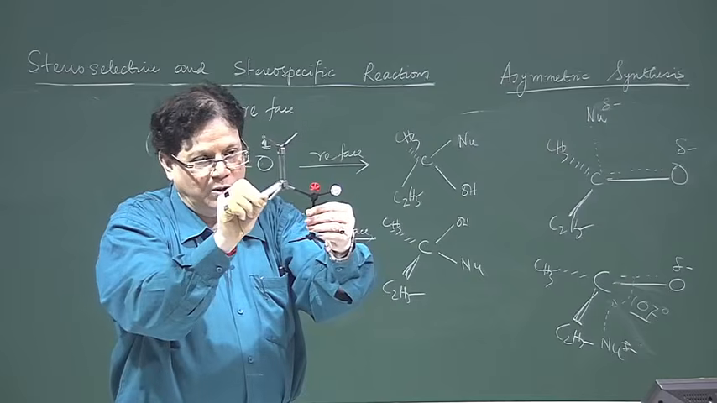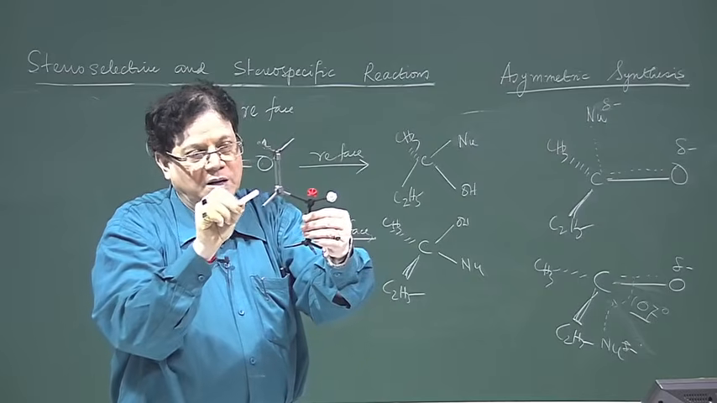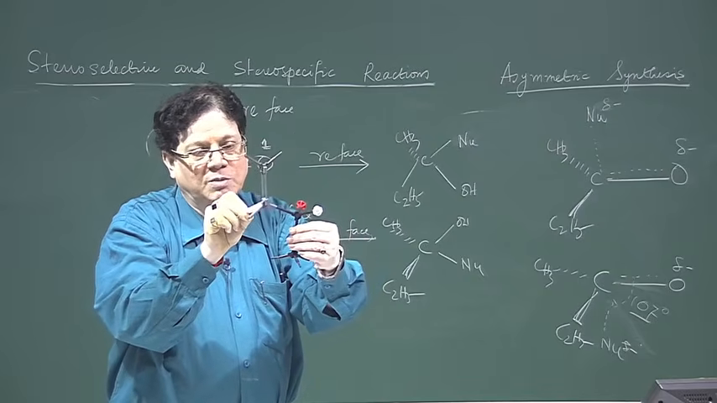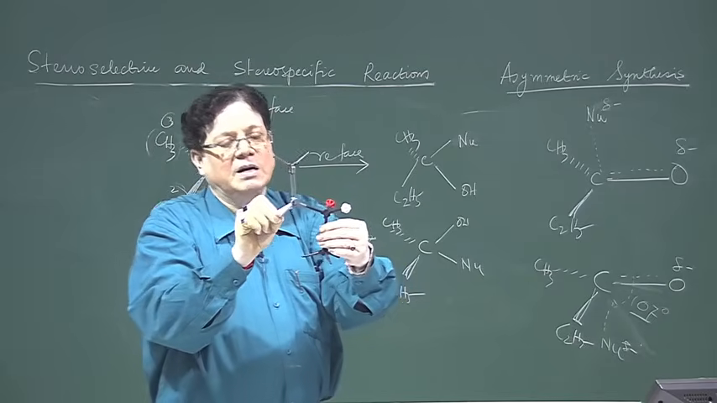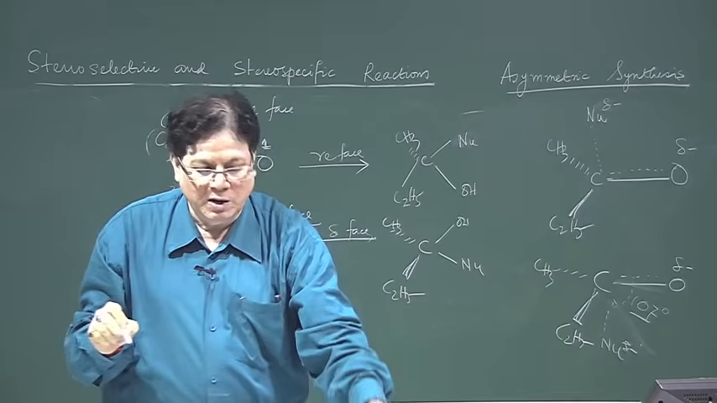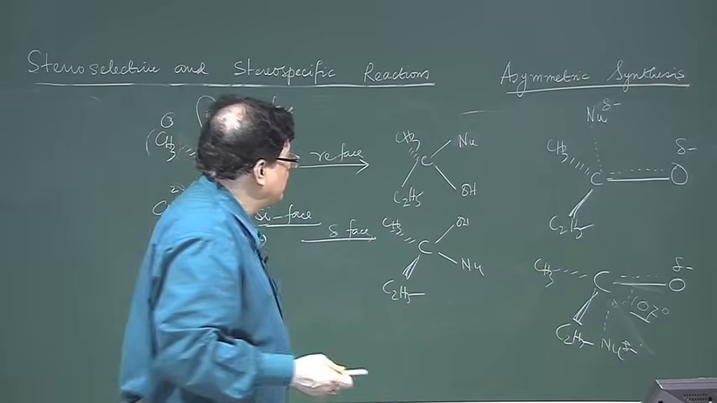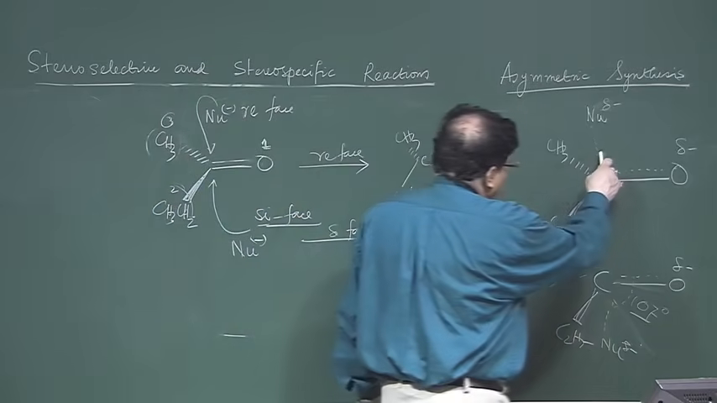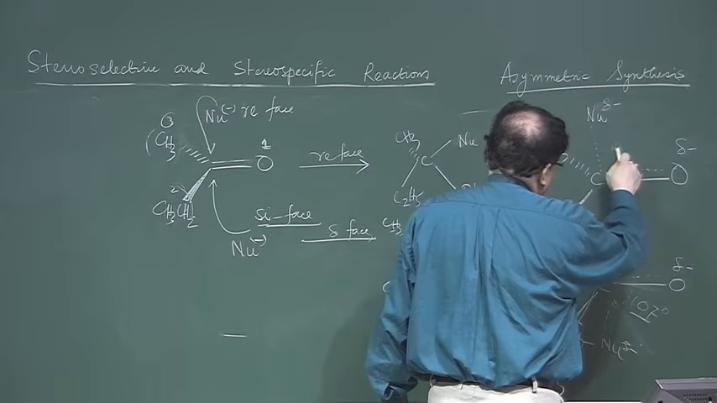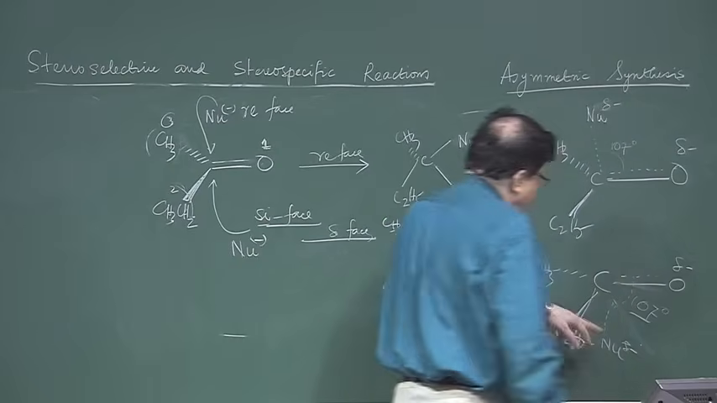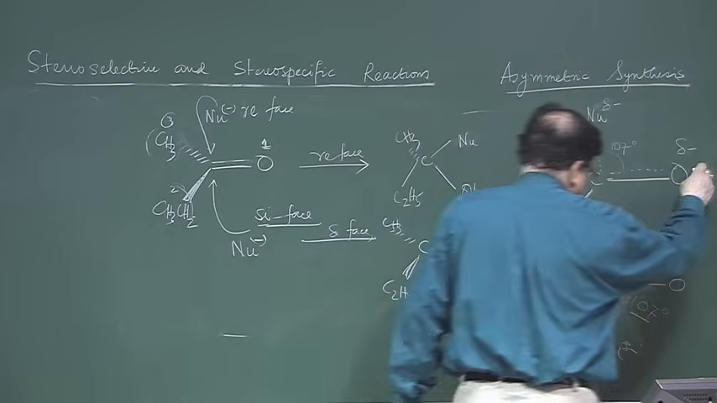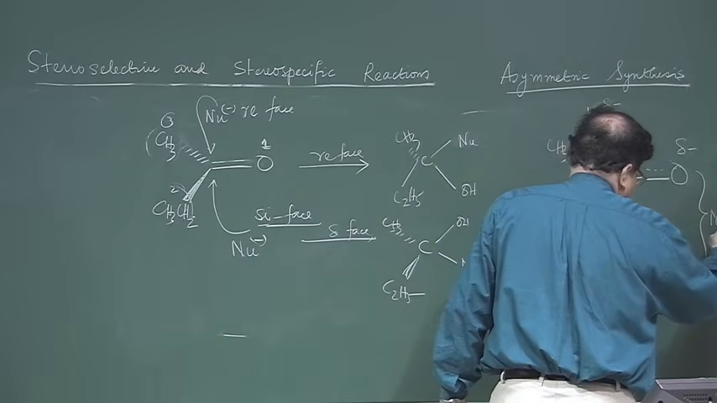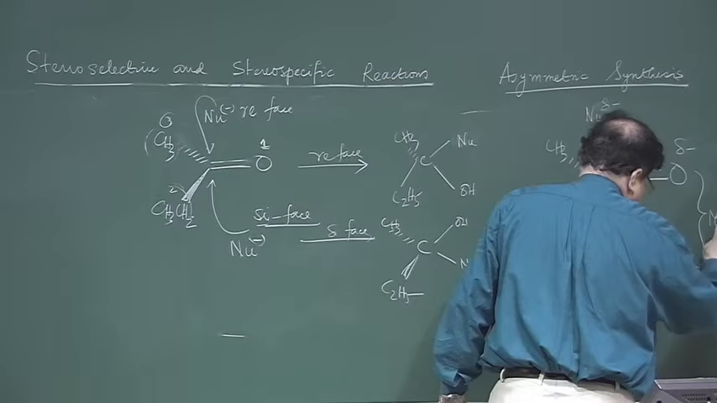Remember that this carbon after the addition will become an sp3. So, it is close to that sp3 carbon. This trajectory is called the Burgi-Dunitz trajectory, and the angle is calculated to be around 107 degrees. That is why I make it slightly slanted. Now, the important thing is that these two are now mirror images.